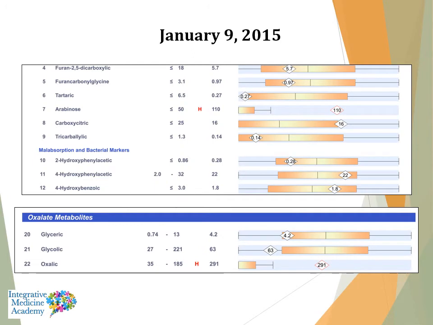This was a particular case from a number of years ago. This was actually a teenager with some attention problems, fatigue, and body aches and pain. We can see that the arabinose level is very high, indicating invasive Candida, as well as our oxalic acid. So they go on a low oxalate diet, and we start treating a Candida problem with different antifungals and botanicals over time.